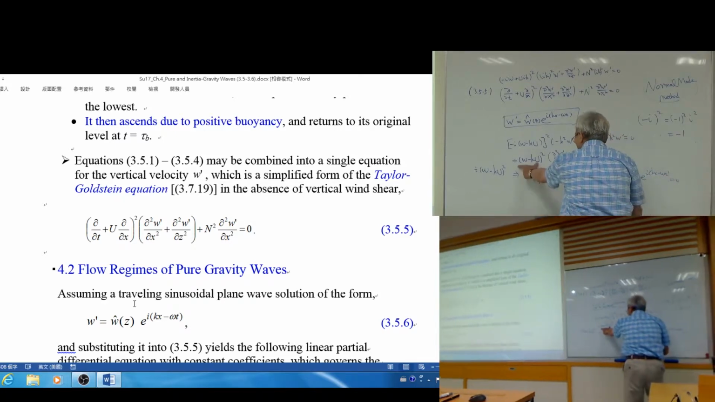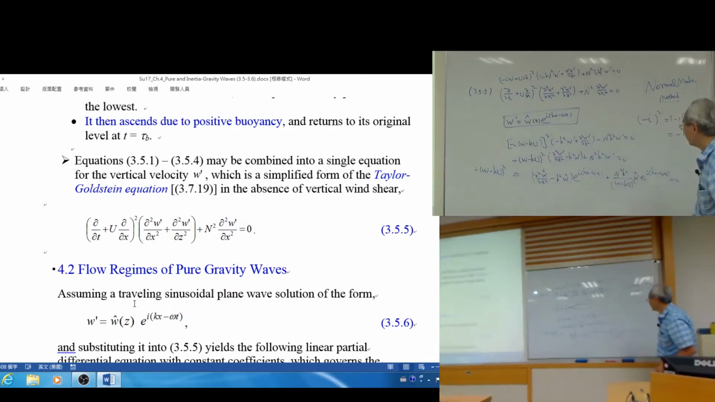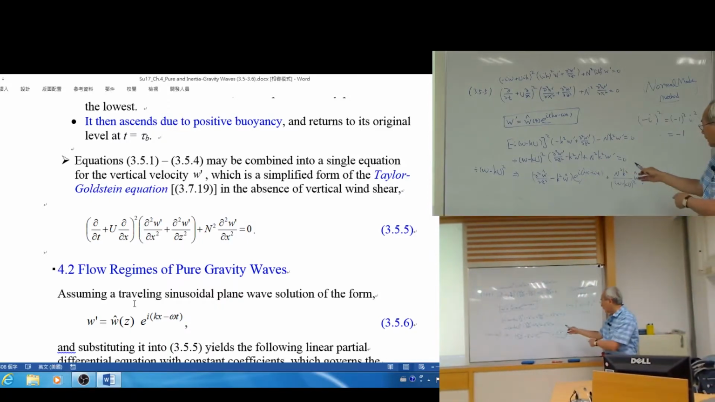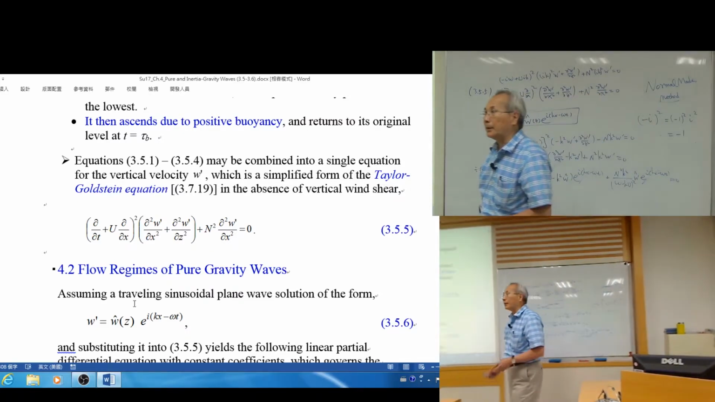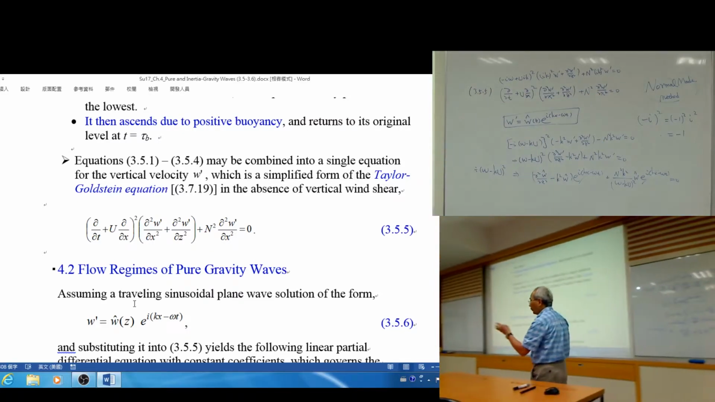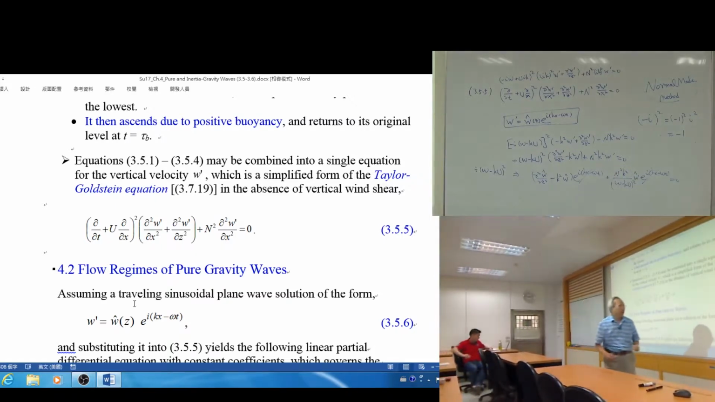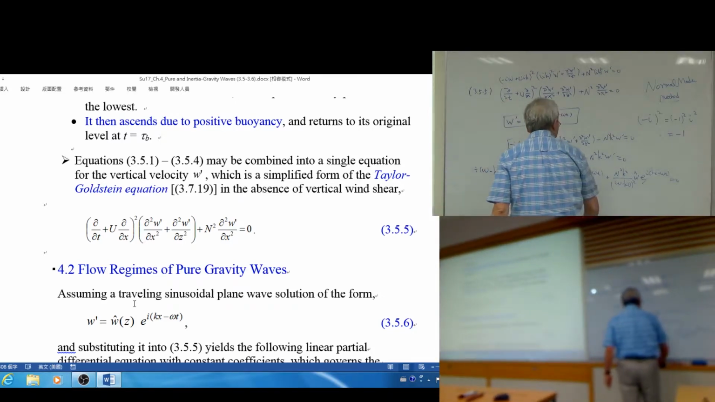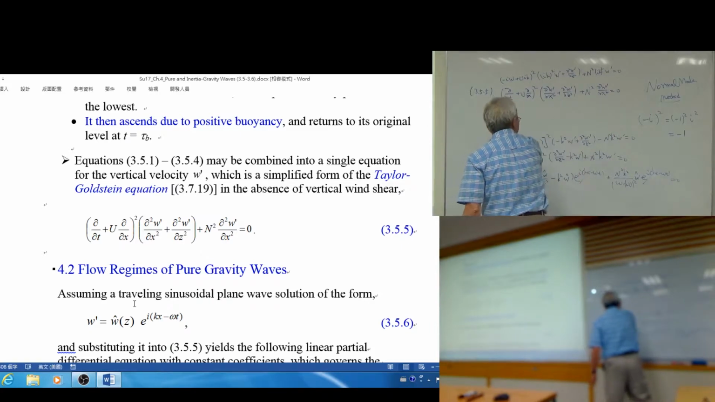And here I just move this to here, omega minus ku squared. So this is gone. Divided by e to the i(kx minus omega t). It's safe because you can remove it by dividing by a non-zero number. So then I think we are done here.